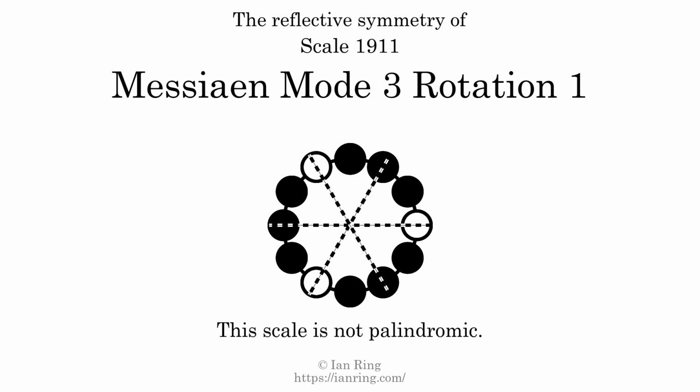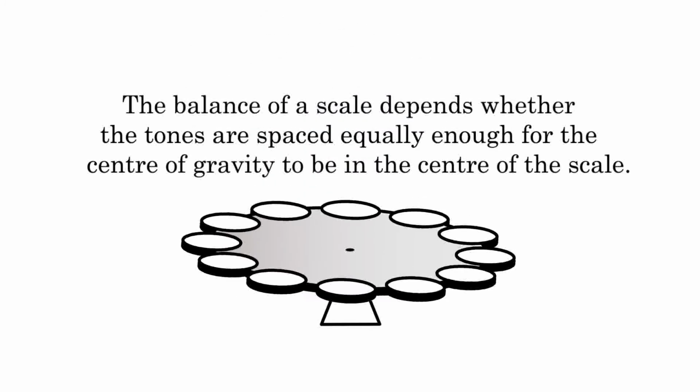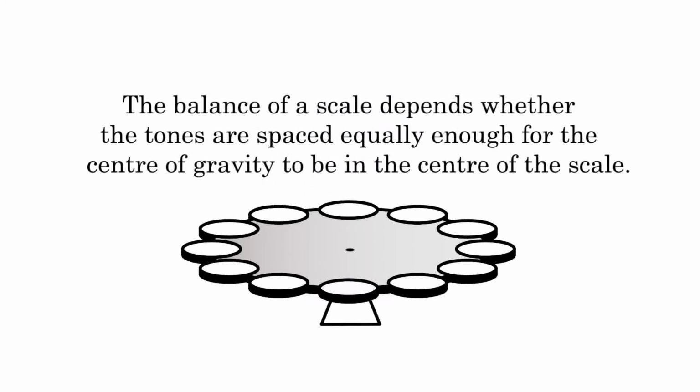This scale has reflective symmetry across 3 axes positioned at 1 semitone, 3 semitones and 5 semitones above the root. This scale has a different pattern of intervals ascending and descending, so it is not palindromic. This scale has 3 ridge tones. They are at positions here, here, and here. The balance of a scale depends whether the tones are spaced equally enough for the center of gravity to be in the center of the scale.